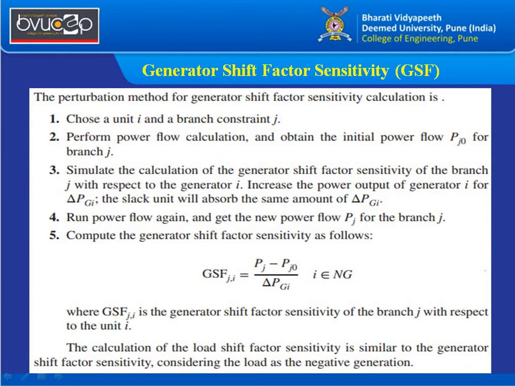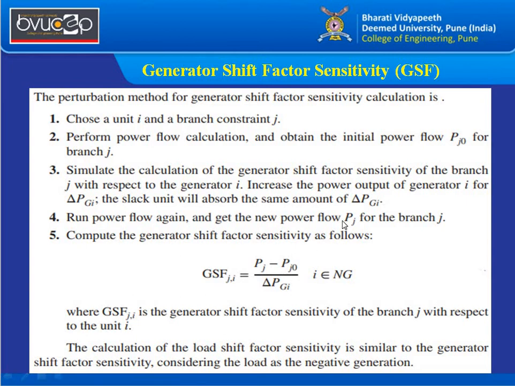Here again, we are going to choose a generating unit I and a branch constraint J. Then we perform the power flow calculation and obtain the initial condition Pj naught. Naught is always used for the initial condition that is obtained from the normal load flow. Simulate the calculation with respect to branch J and generator I. Now we are going to increase the power of generator I. The slack bus will absorb the same amount of power. Now again run the load flow. Get the new value of the net power flow. Now take the difference Pj minus Pj naught upon delta Pgi. This is going to be the generator shift sensitivity factor.